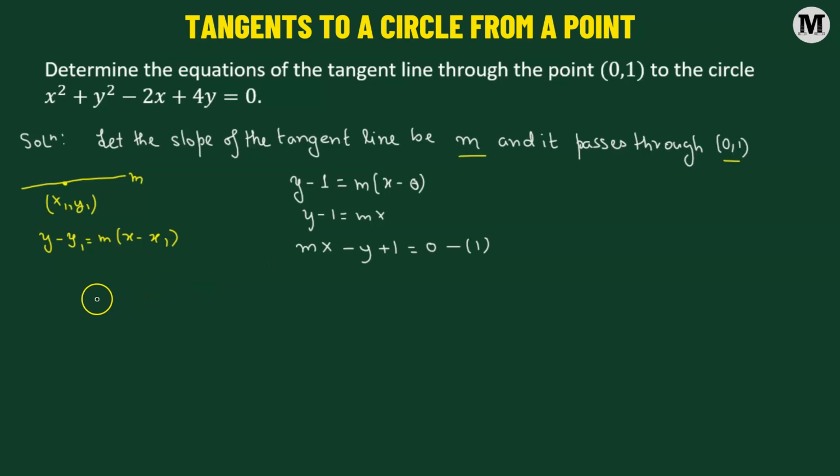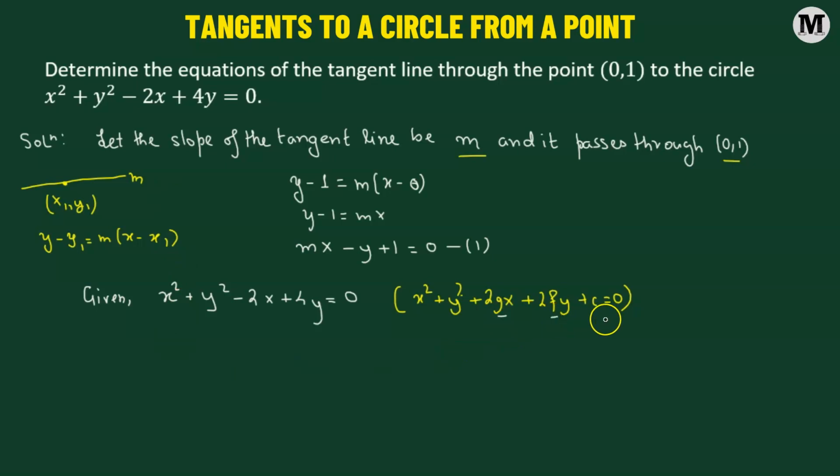Now we'll go to the equation of the circle. So here we are given the circle with the equation x squared plus y squared minus 2x plus 4y equals 0. Now we can find the coordinates of the center of the circle as well as the radius. So we're going to compare it with the general form. The general form of a circle is given by x squared plus y squared plus 2gx plus 2fy plus c equals 0. We will first try to find the values of the constants g, f and c.